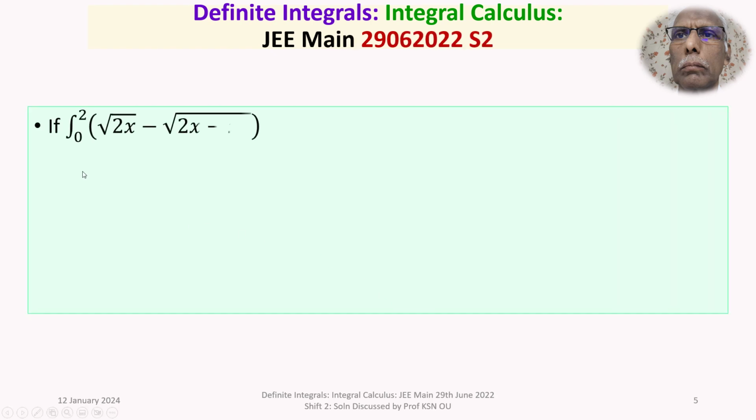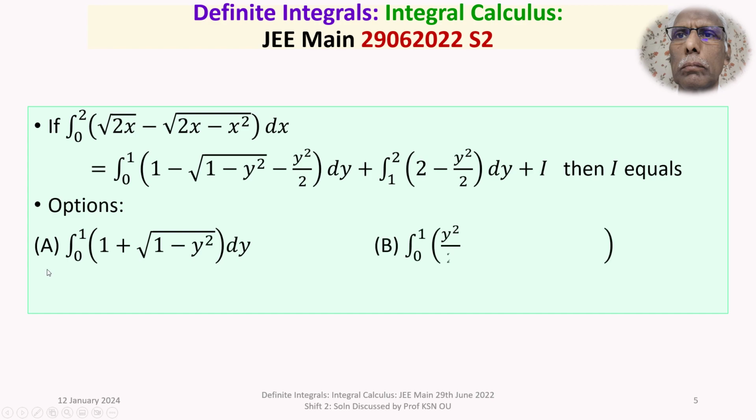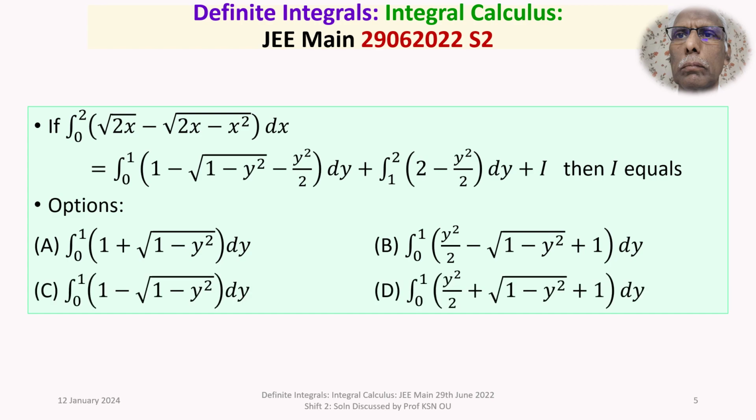The given question is: if the integral from 0 to 2 of (root of 2x minus the square root of 2x minus x square) with respect to x is equal to the integral from 0 to 1 of (1 minus the square root of 1 minus y square minus y square by 2) with respect to y, plus the integral from 1 to 2 of (2 minus y square by 2) dy, plus I, then I equals, and we are given 4 options: option A, option B, option C and option D.